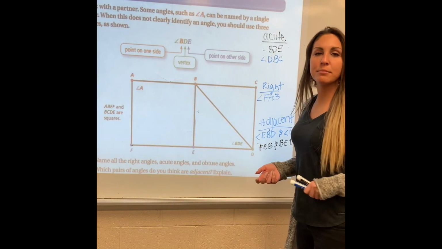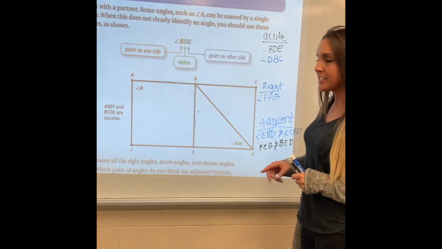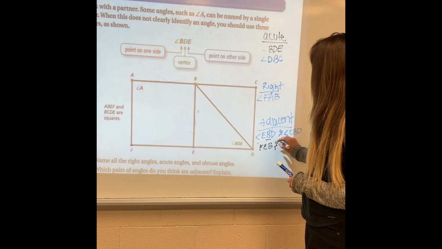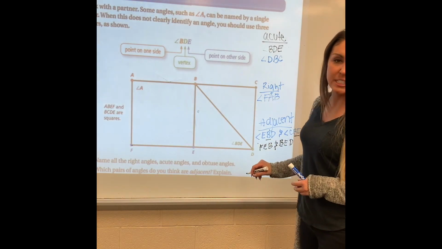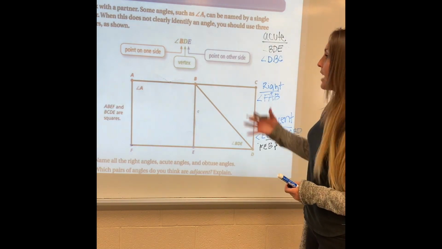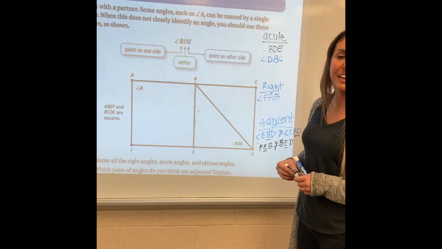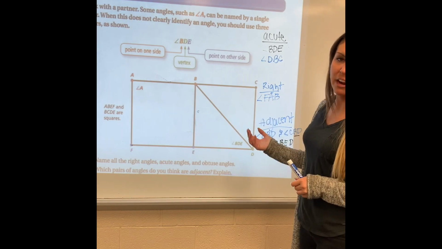You can oftentimes tell that 2 angles are adjacent when they have a common middle letter. So for instance, these have the vertex B in common, so they are adjacent angles. And here I've got the letter E as my vertex, so they are also adjacent angles.